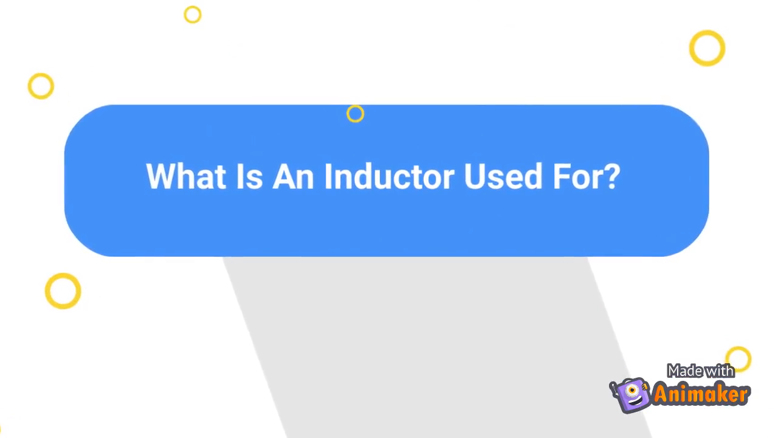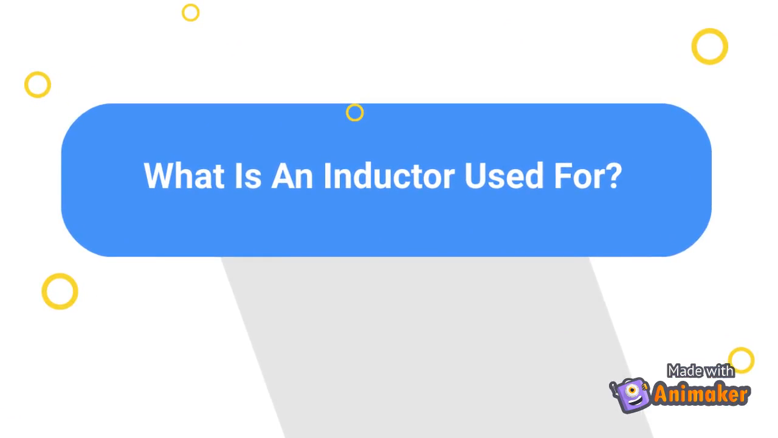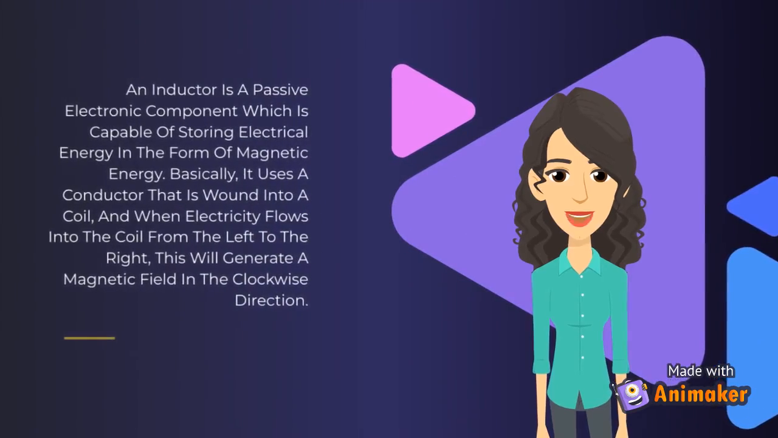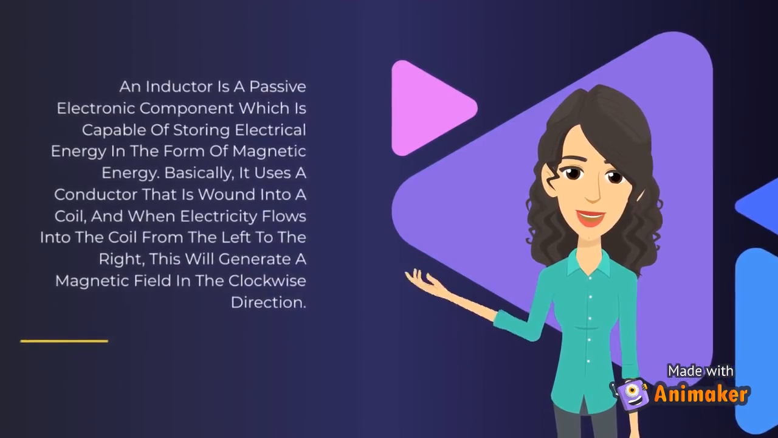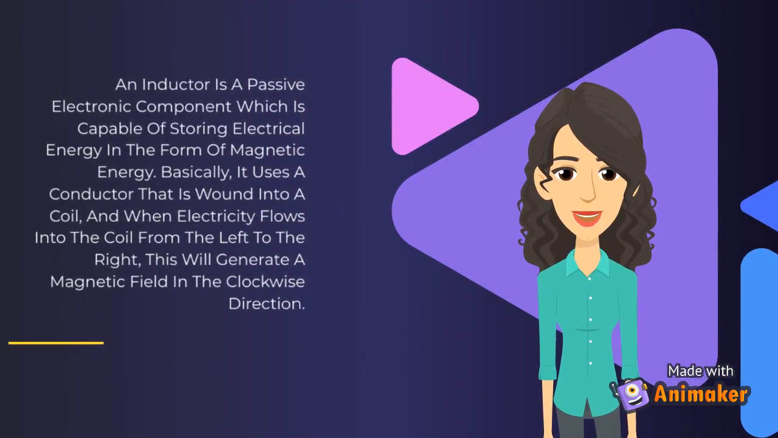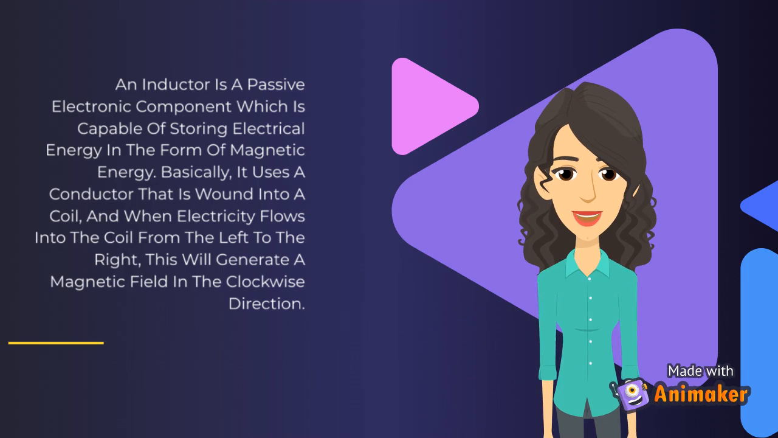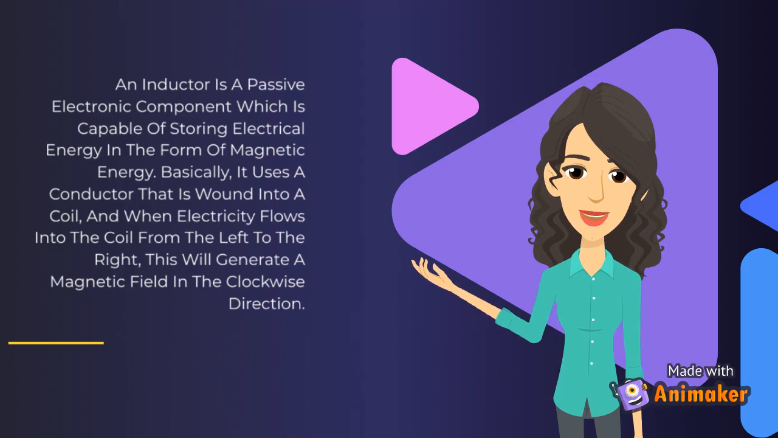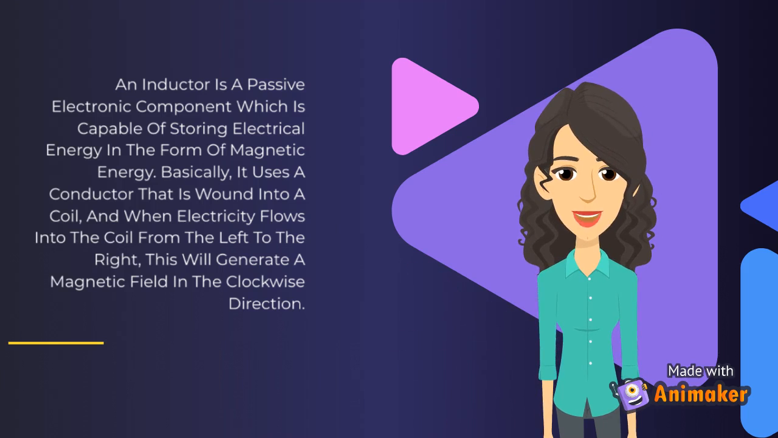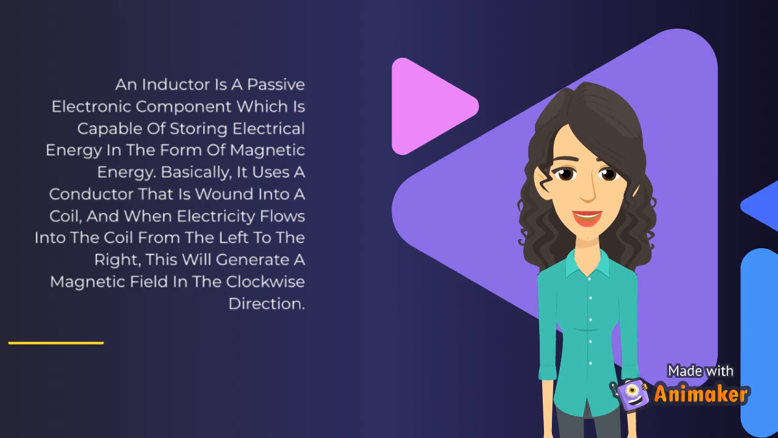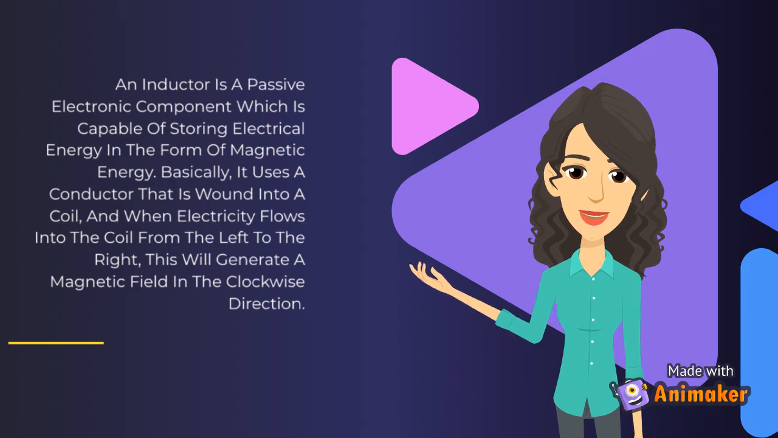What is an inductor used for? An inductor is a passive electronic component which is capable of storing electrical energy in the form of magnetic energy. Basically, it uses a conductor that is wound into a coil, and when electricity flows into the coil from the left to the right, this will generate a magnetic field in the clockwise direction.